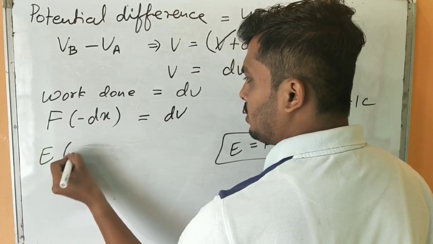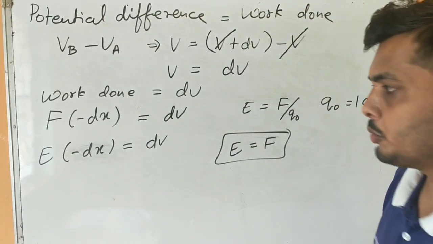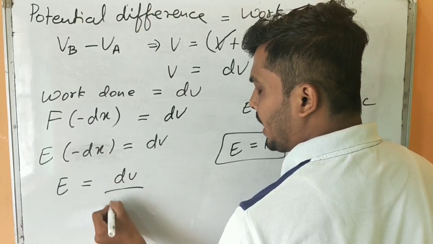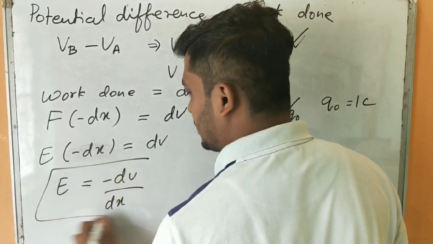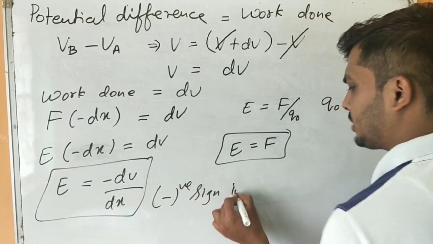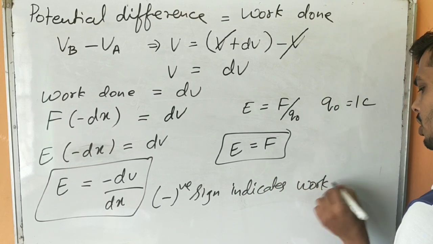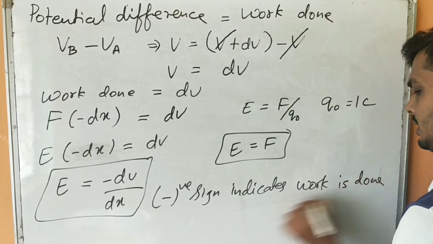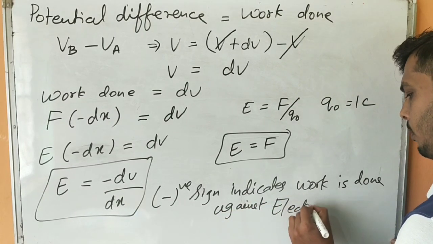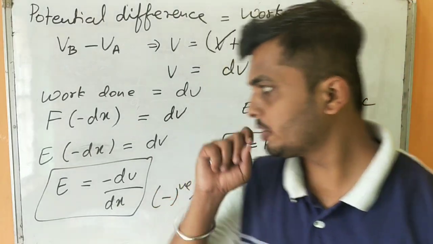So E times minus dx equals dV. Correct? Are you understanding? Therefore electric field intensity will be E equals minus dV by dx. So here the negative sign indicates, what does it indicate? Negative sign indicates work is done against the direction of the electric field. Are you understanding, students? So it is a very simple derivation.